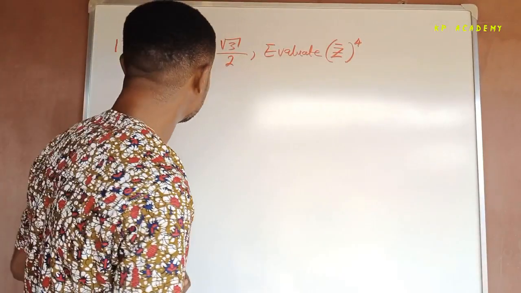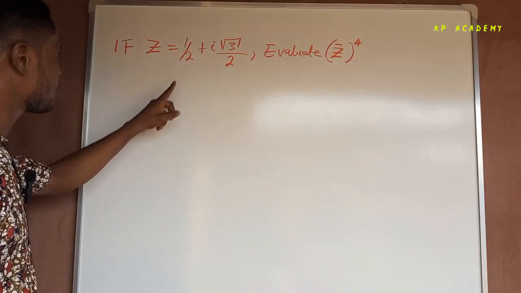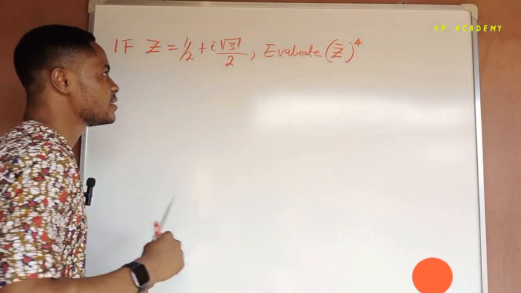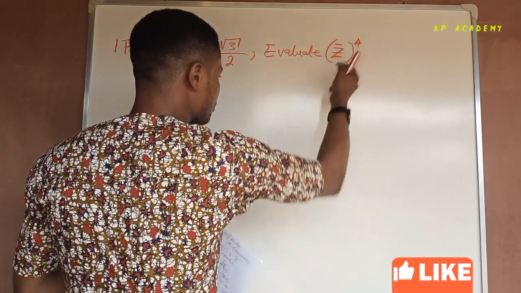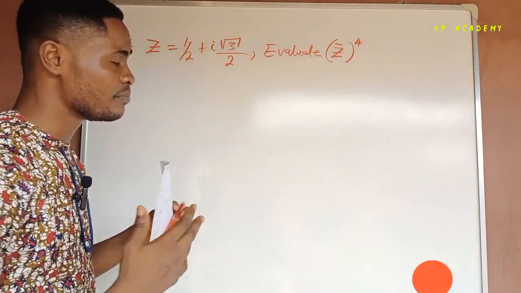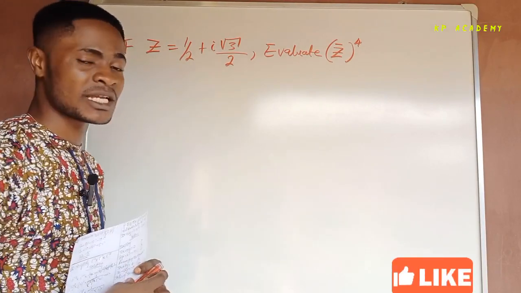Alright, welcome back to this which we have on the board. This question says, if z is equal to 1 over 2 plus i root 3 over 2, evaluate the conjugate of z all raised to the power 4. First of all, I want you to understand that this question is basically under De Moivre's theorem, but it does not really have a semblance of De Moivre's theorem.